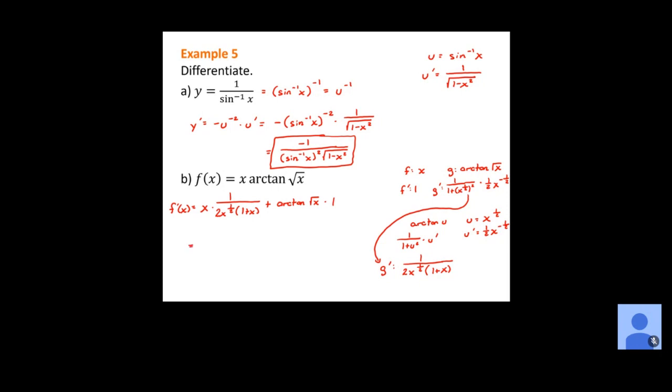Okay, so then overall, we can just put the x in the numerator of this first one here, so that'll give us x over 2x to the 1/2 times 1 plus x, plus arctangent of the square root of x. And again, if you want to change the x to the 1/2 back to a square root, you could do that. If you really want to distribute the x to the 1/2, you could do that also. Okay, but that answer right there is perfectly fine.